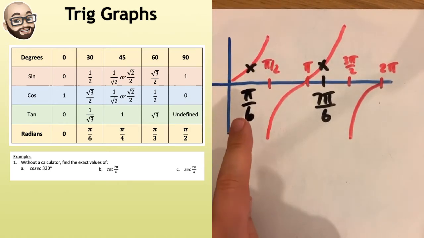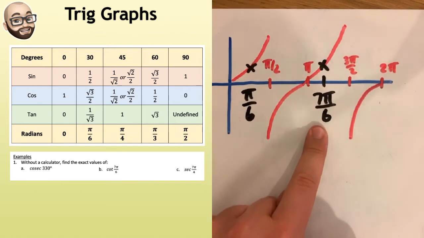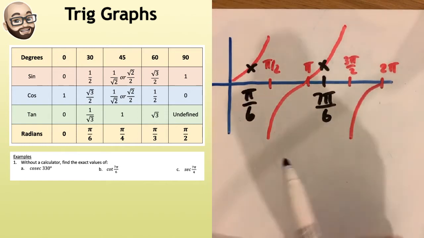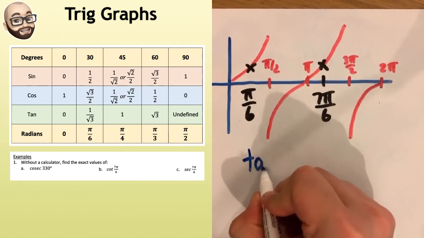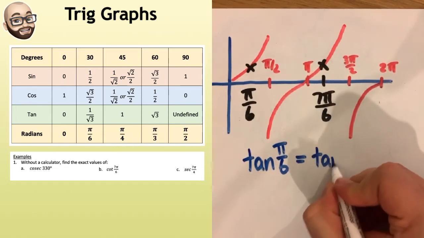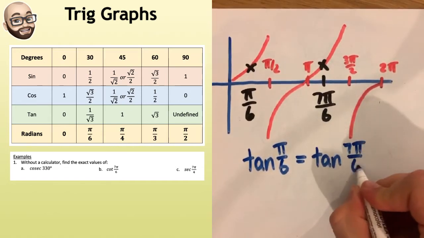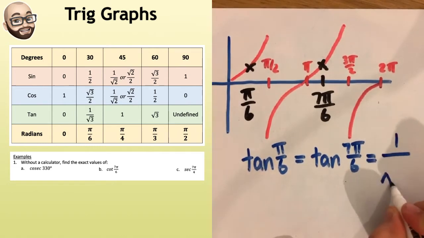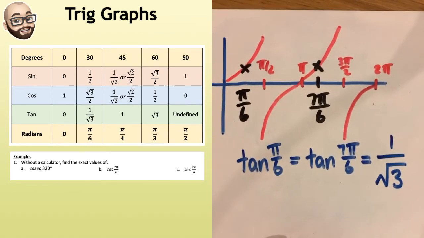So this is tan. We know tan of 7 pi over 6 is the same as tan of pi over 6. So let's write all this out. Tan of pi over 6 is the same as tan of 7 pi over 6. And if we then use the table on the left hand side of the screen, if we look at the radians and we go up to tan for pi over 6, we get 1 over root 3. So this line here is 1 over root 3.